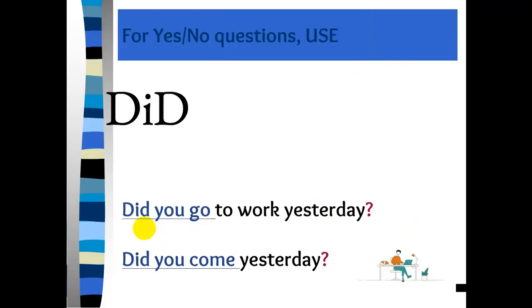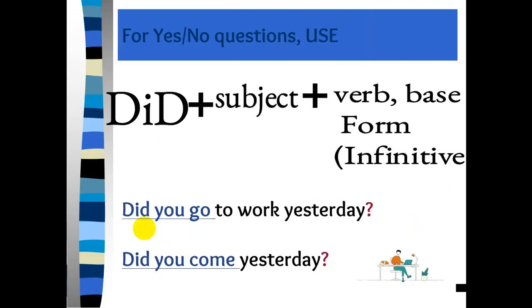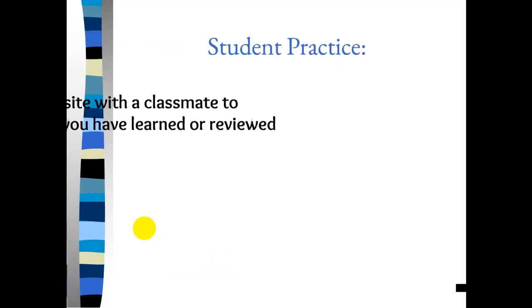In the question, we can have did as an auxiliary verb. We have the subject, then the infinitive of the verb, the same. You don't have to modify the verb. Did you go to work yesterday? Did you come yesterday? And that is the last part.